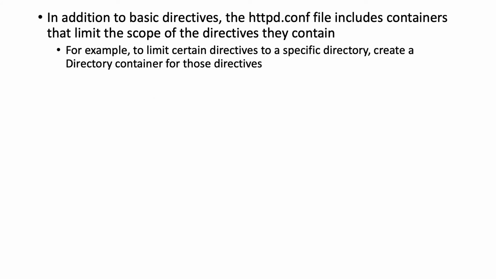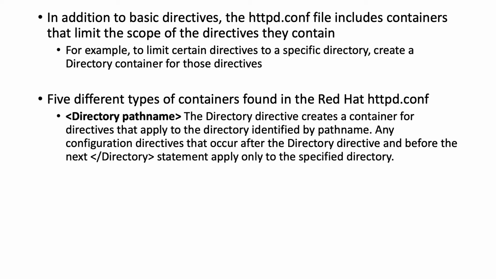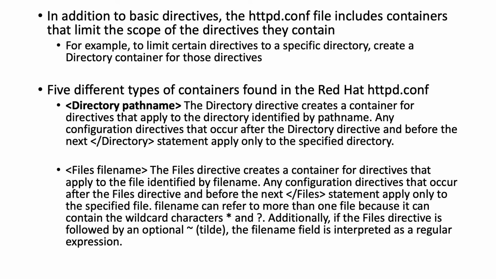In addition to the basic directives, the conf file includes containers that limit the scope of the directives they contain. For example, to limit certain directives to a specific directory, create a directory container for those directives. We'll see that. There are 5 different types of containers. You have a directory path name, so that everything in that directory follows this list of directives. There is a files file name, so that any file that conforms to the file name will follow the directives until you get to the /files that ends it. And you can use wildcards so that you can say *.php if you want all PHP files to do something or other.